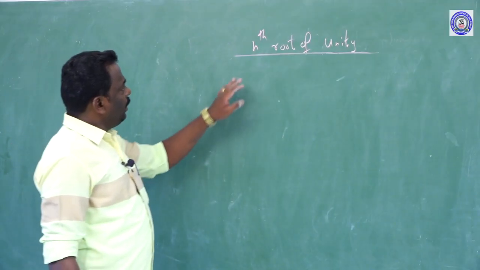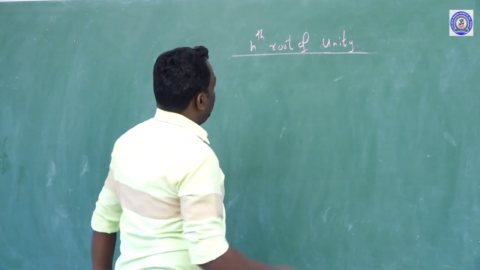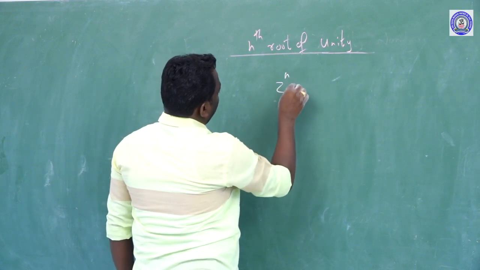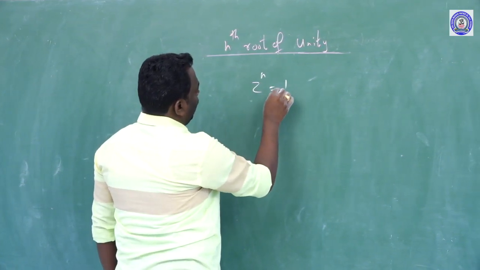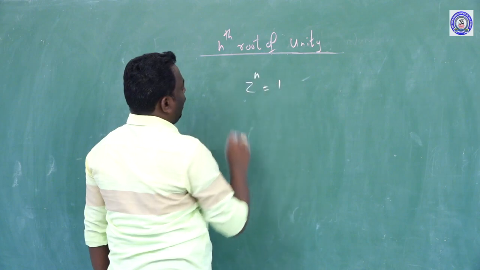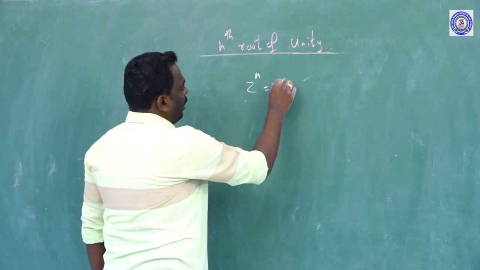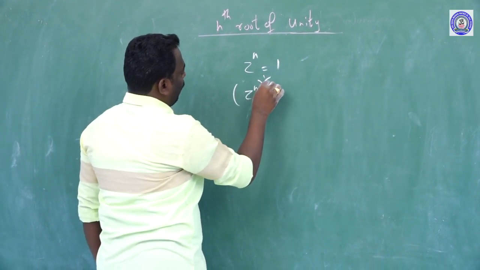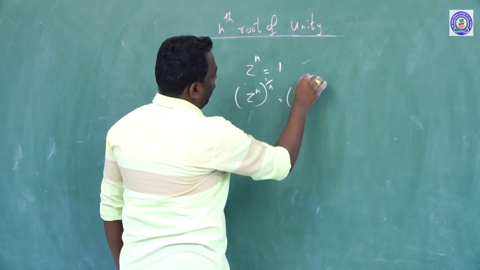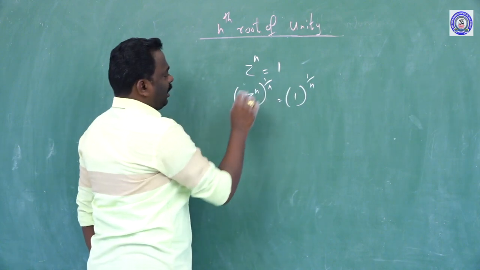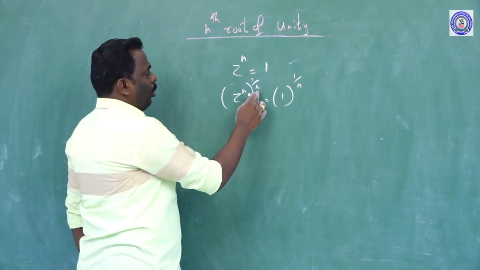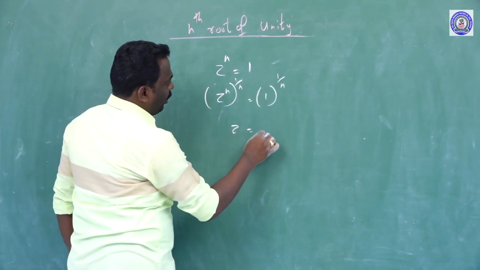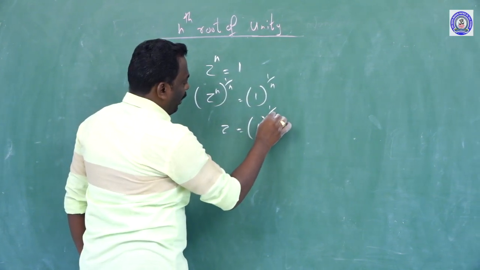Okay, next one, the nth root of unity. That means z power n equals 1. Here n is the degree of the polynomial, and it equals 1. Therefore z power n, whole power 1 by n, equals 1 power 1 by n. Raising to the power 1 by n, both n's cancel, so z equals 1 power 1 by n.